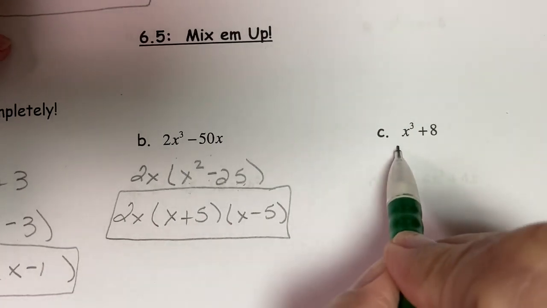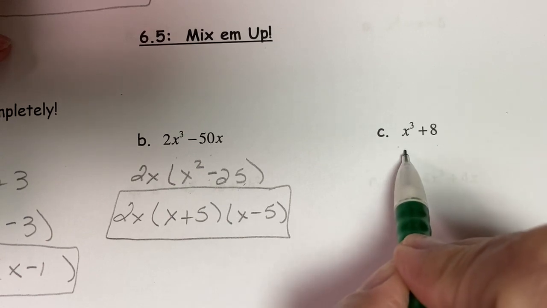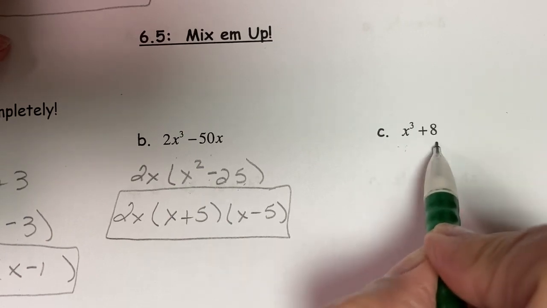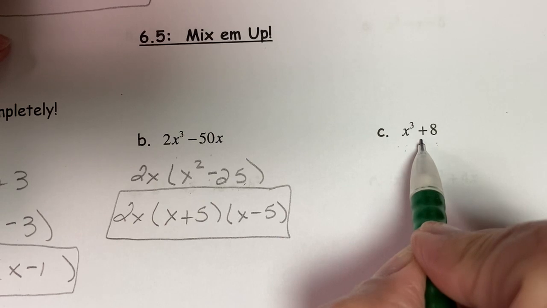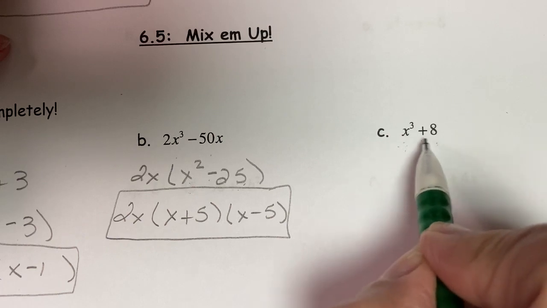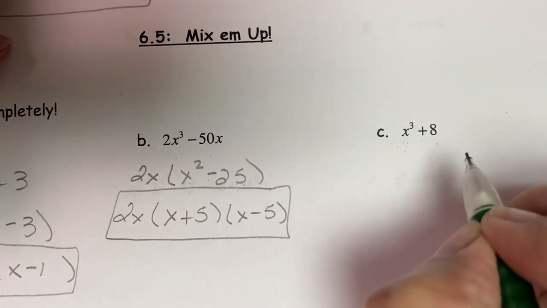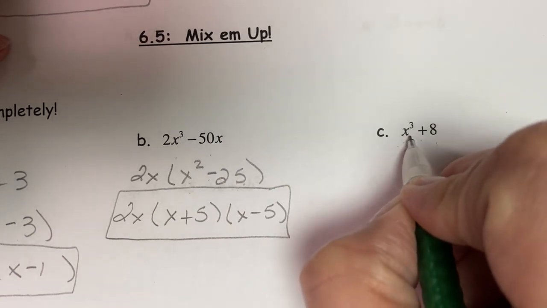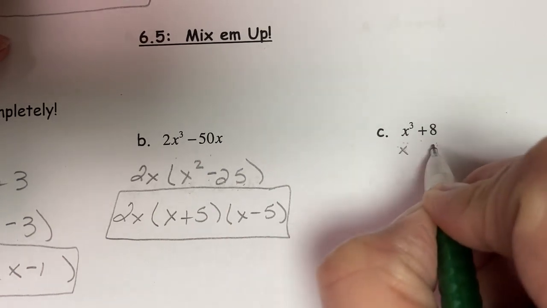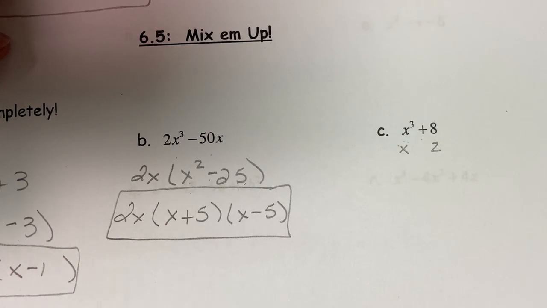Okay, so for C, there is no GCF. There are 2 terms. It's a binomial. It's a sum. Remember, you can't factor a sum of squares. This, in fact, is a sum of cubes, so you have to use your rule with SOAP. Remember that rule? The cube root of x cubed is x, and the cube root of 8 is 2.